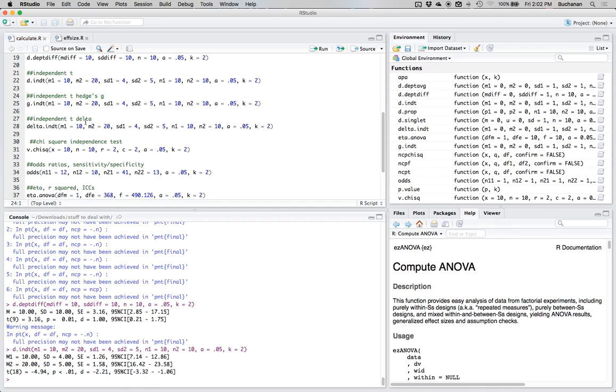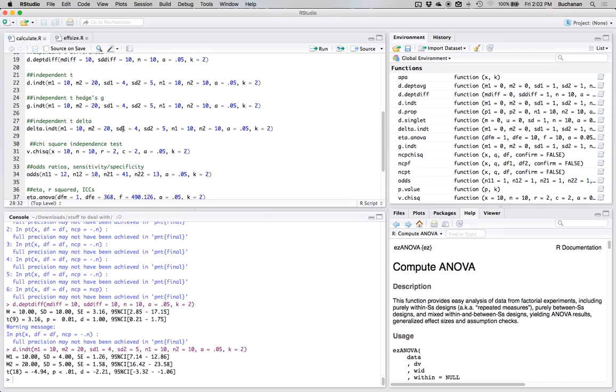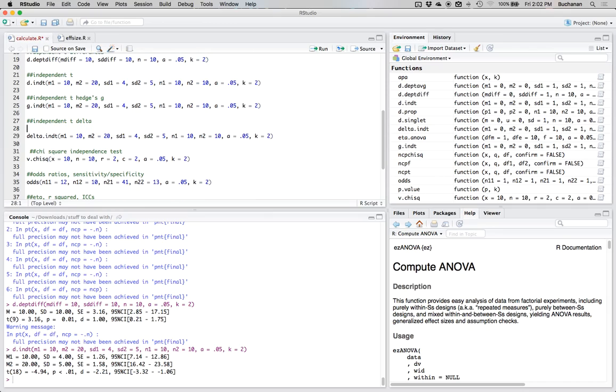There are two other versions of independent t. There's Hedges' g, so it will give you g instead of d, and Glass's delta, which will calculate with the standard deviation of the control group as the denominator. So be sure you enter your control group first. That's kind of a warning I need here. The control group is M1 and SD1. Otherwise, that will change your answers.